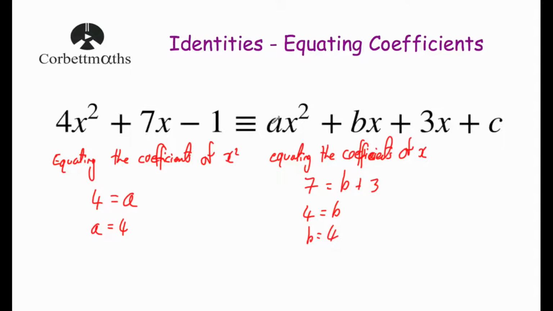So we found two of our unknowns. We found a and b. Now let's find our c. So now we've equated the coefficients of x squared and the coefficients of x. Now what we're going to do is we're going to equate the constants. Constants are just numbers. So equating the constants. So on the left hand side, our constant is our minus 1. And on our right hand side, our constant, our number, is c. So minus 1 equals c, so c equals minus 1.